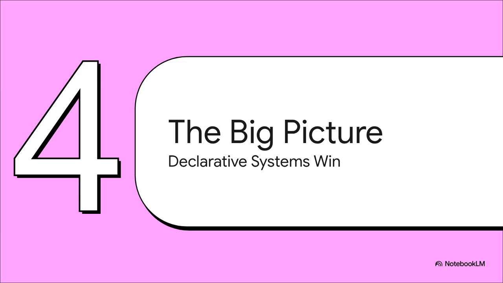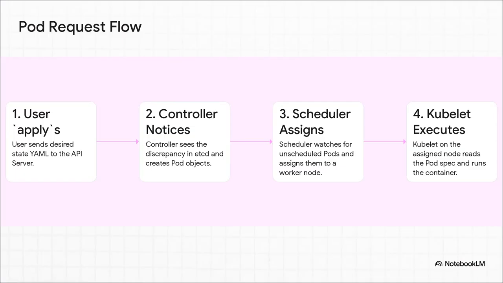Now let's just zoom out for a second and look at the big picture, because it helps you understand why this whole flow, which might seem a little complex, is actually so incredibly powerful. So let's just recap the whole sequence one more time. It all starts with you declaring your intent. The controller then sees the gap and creates the plan. The scheduler assigns the resources, finding a home for everything. And finally, the kubelet on the worker node actually executes that plan.